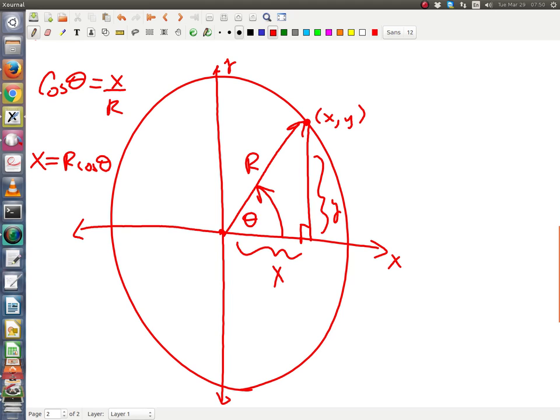Is there a relationship between r, theta, and y? Similarly, sine of theta is what over what? Opposite over hypotenuse, right? So y over r. And again, if I want to know what y is, it would be r sine of theta.